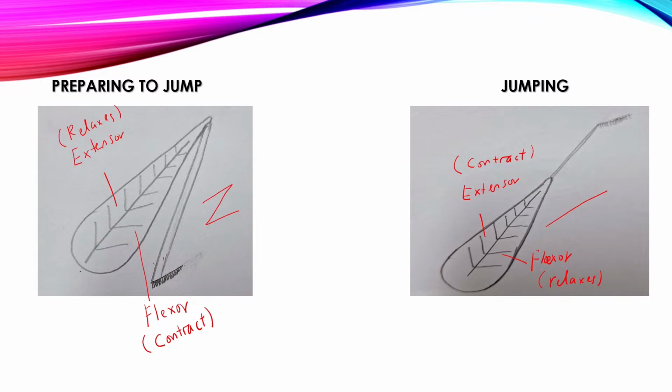So for grasshopper, I think it is very easy to understand. You just memorize about human bending and straightening of our arm. But the thing is, you have to know that the flexor is also known as biceps, and the extensor is known as triceps.